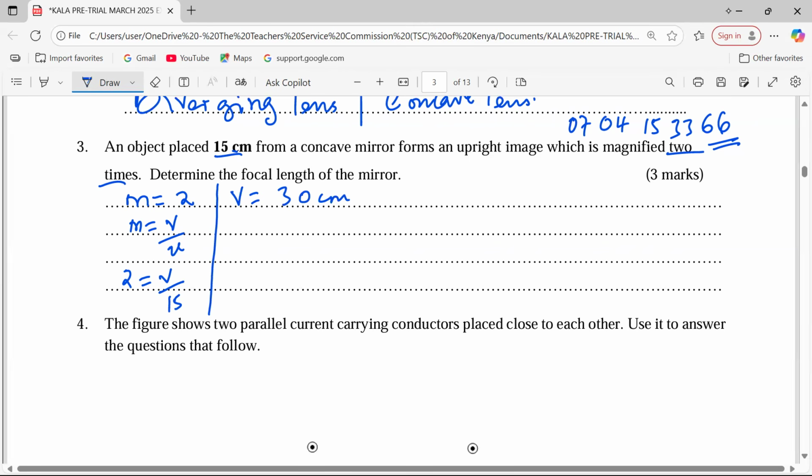Now, if that is so, then we go to what we call the mirror formula. This time around, it's a mirror, not a lens, so the mirror formula. In the mirror formula, we say 1 out of f.